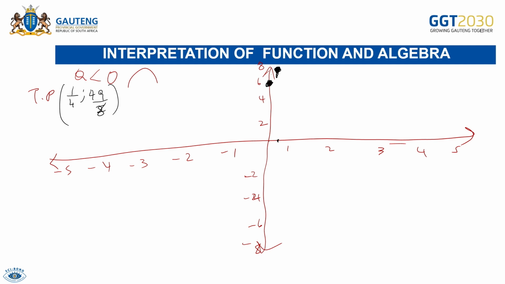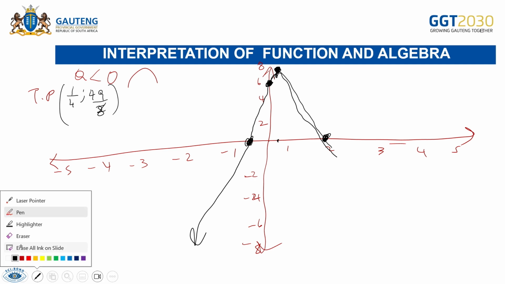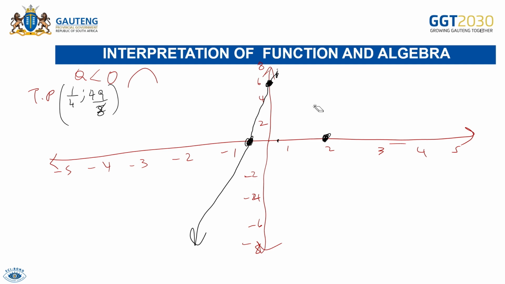Then you've got your negative 1.5 as your x-intercept. Then you've got your x equals 2 as your other x-intercept. So what do you do? You just combine your points. I'm so sorry guys, the screen is a little bit slippery.